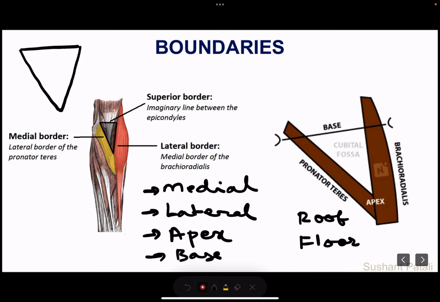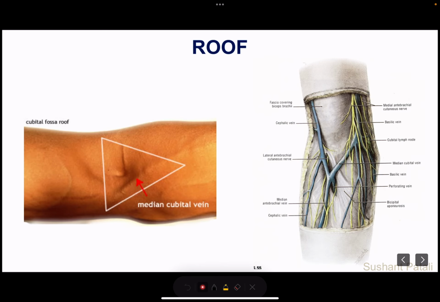Next, we have the roof and the floor. We will talk about the roof first. The roof of the cubital fossa is formed by the deep fascia of the forearm. What do you call the deep fascia of the forearm? It's called the antebrachial fascia, and this antebrachial fascia is reinforced on the medial side by the bicipital aponeurosis.